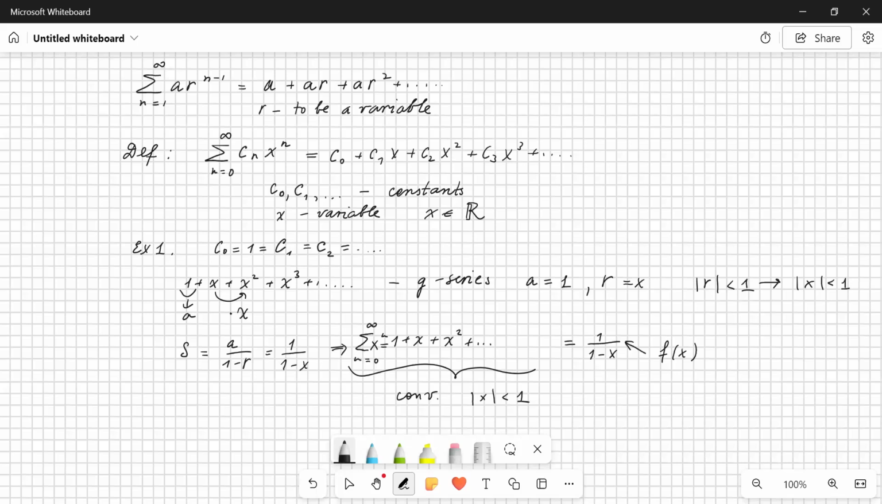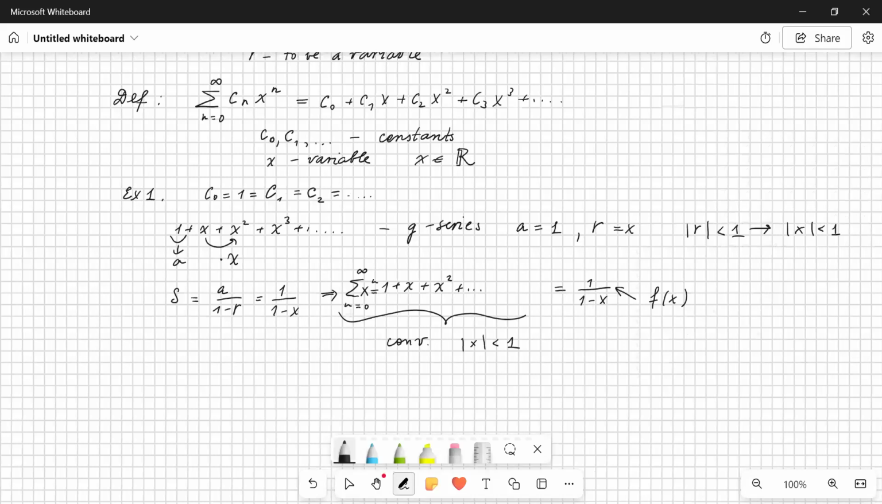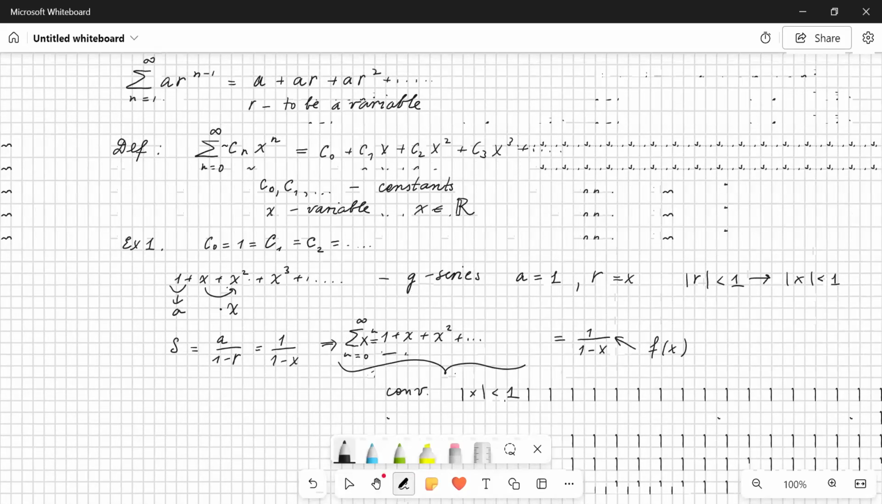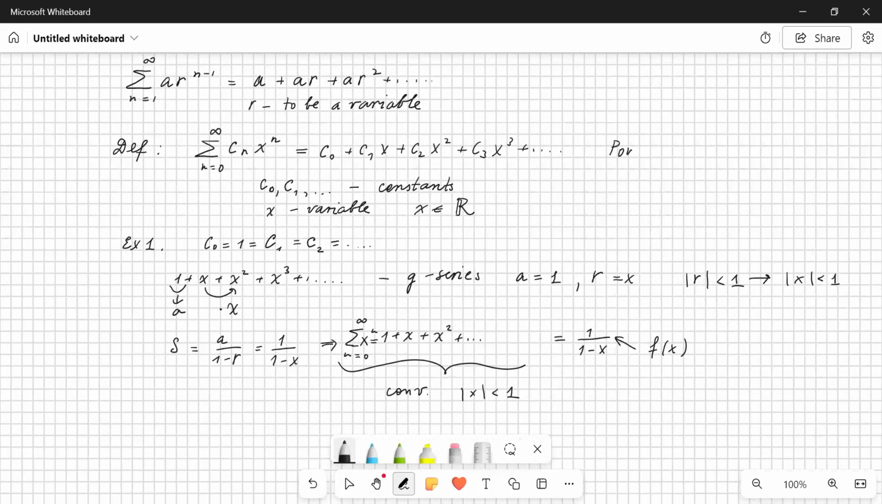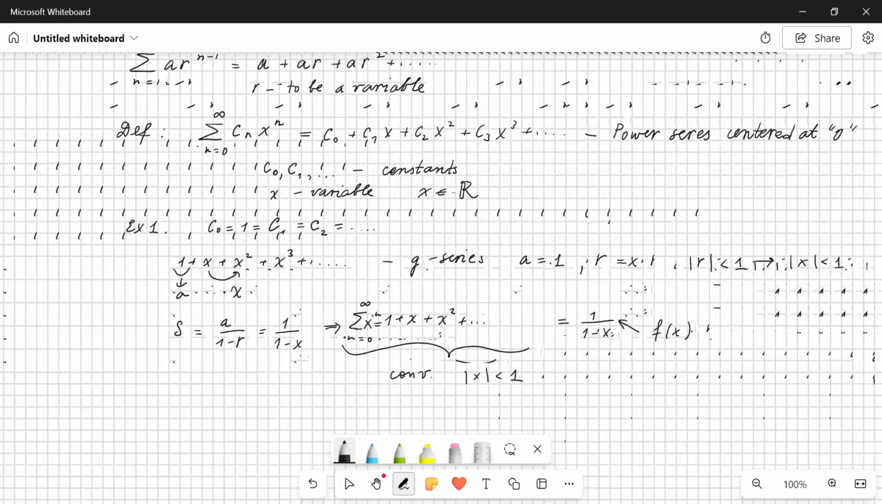Okay. Now, guys, one more definition. Actually, we can have this power series a little bit different. Let me write it down. I'm going to label this power series centered at 0. So the first definition was about power series centered at 0.